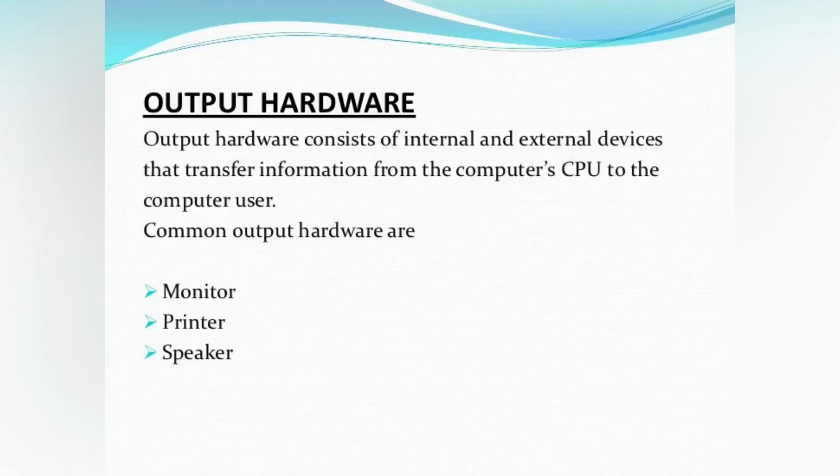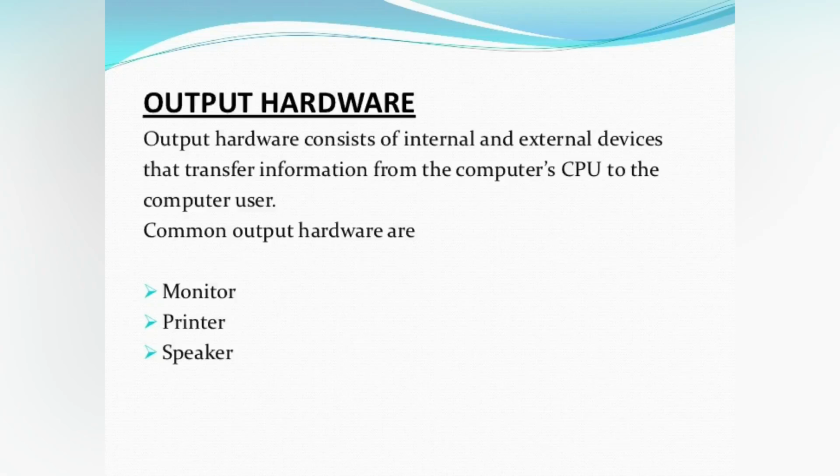Output hardware. The process of turning input data into a useful form is called output. When input data is processed, the computer generates several types of output depending upon the hardware and software used and the requirements of the user. The user views output on a screen, prints it on the printer, or hears it through the speaker or headset.